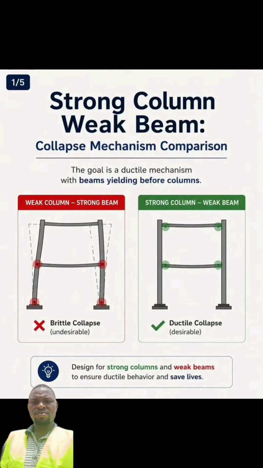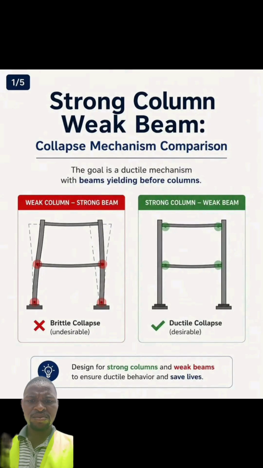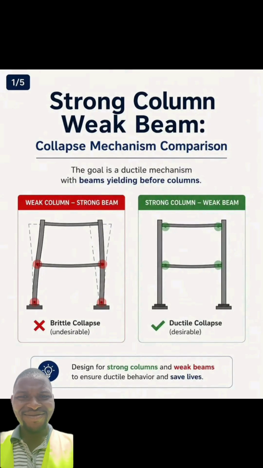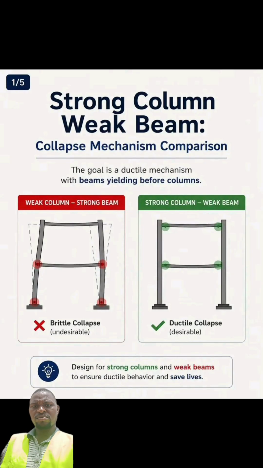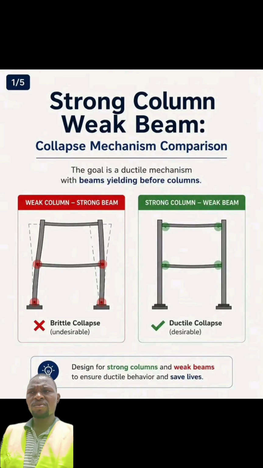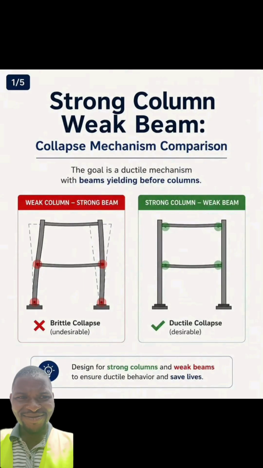Yeah, today we want to talk about strong column, weak beam. How this relationship between columns and beams works, and how it actually affects a structure when you're on site. So, you have collapse mechanism comparison. We are going to use the collapse mechanism comparison method to check how columns and beams interact.